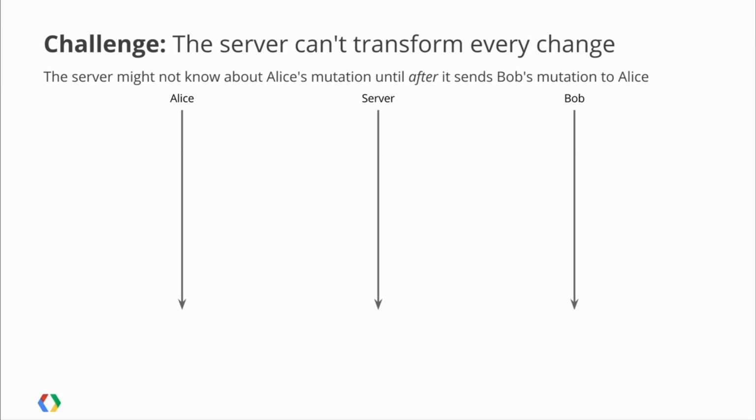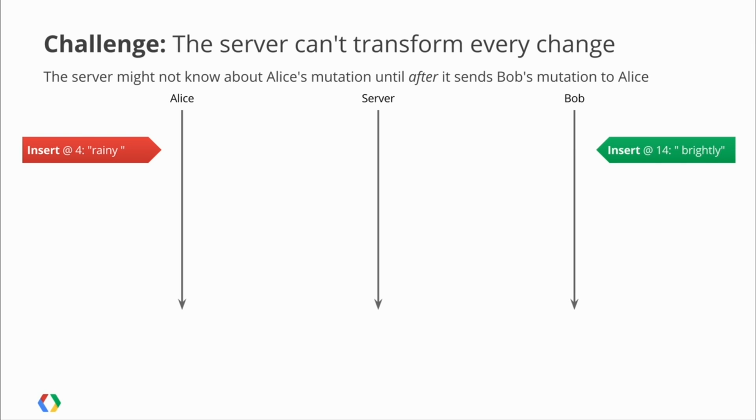But it turns out that's not really enough. Transforming on just the server doesn't actually solve the problem. And the reason is that the server doesn't know about every change, possibly until it's too late. So let's go through another example of where this might happen. Again, we have Alice and Bob both issue the same mutations they did last time at the same time. But this time, Bob's mutation gets to the server first.